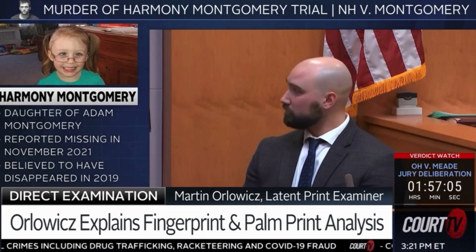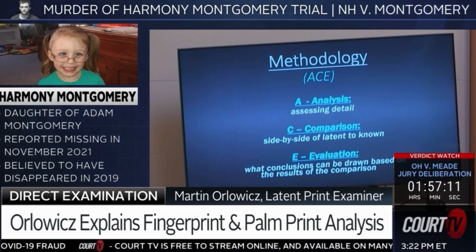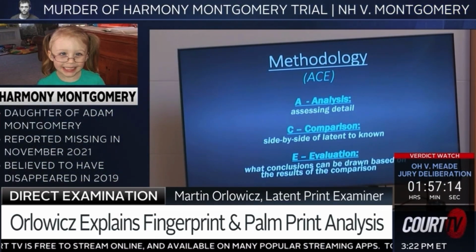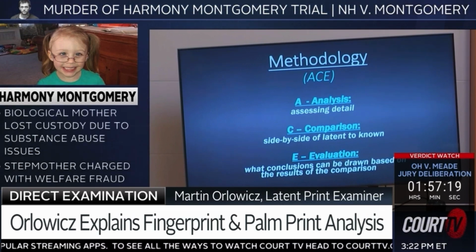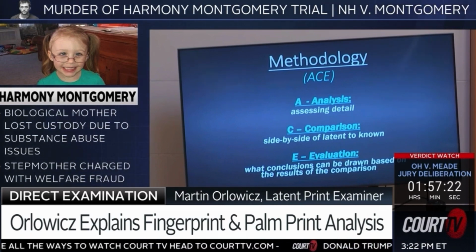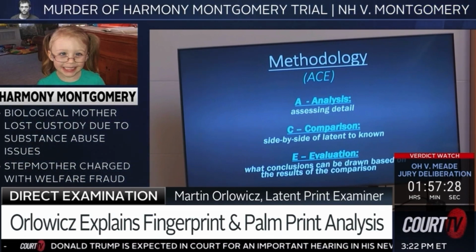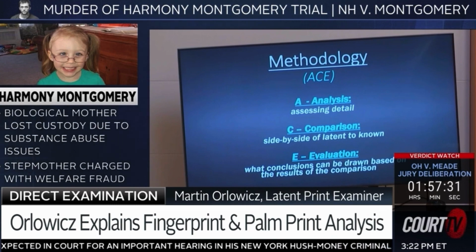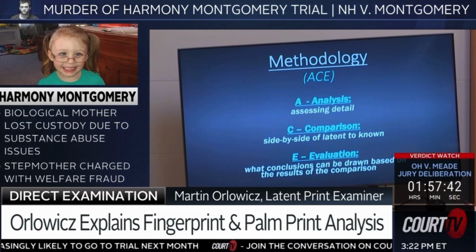And so the screen shows this methodology, ACE. Can you describe that to the jurors? This is the analysis, comparison, and evaluation methodology that I use on every case that I work. This is the methodology that most latent print examiners in the field use. So analysis is, again, assessing the detail, assessing those macroscopic and microscopic features, those 3 levels of detail. Once that's done, I would move to the comparison phase, comparing the latent impression that I analyzed to known record impressions. And then my evaluation is my final conclusion of my comparison phase.